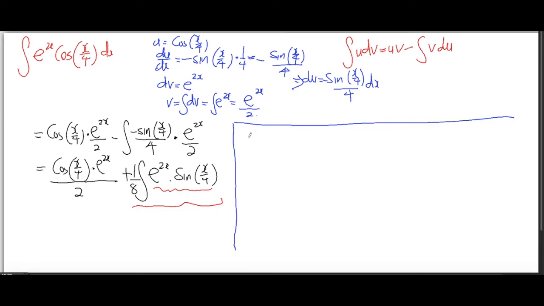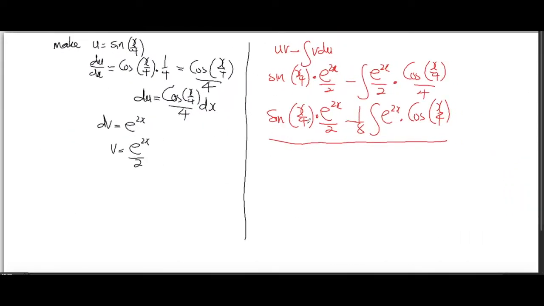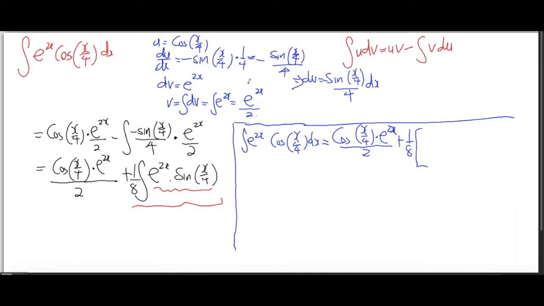So I'm going to rewrite this, the first part of it, which is cos(x/4) e^(2x). Let's start with the beginning so that you can see. The equation initially was the integral of e^(2x) cos(x/4) dx. This is equal to cos(x/4) e^(2x)/2 plus 1/8, and this is where we plug in our second equation, because our second equation is the outcome of integrating e^(2x) sin(x/4). So I'm going to plug that in.